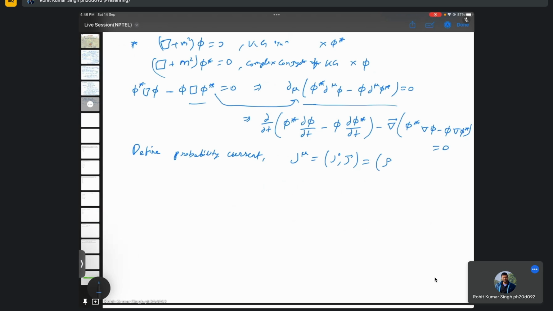So we can write the time component as rho, and j will be this quantity. We are defining it so that we will get a nice relation between rho and j. So, wait for a minute, and rho is defined as this.